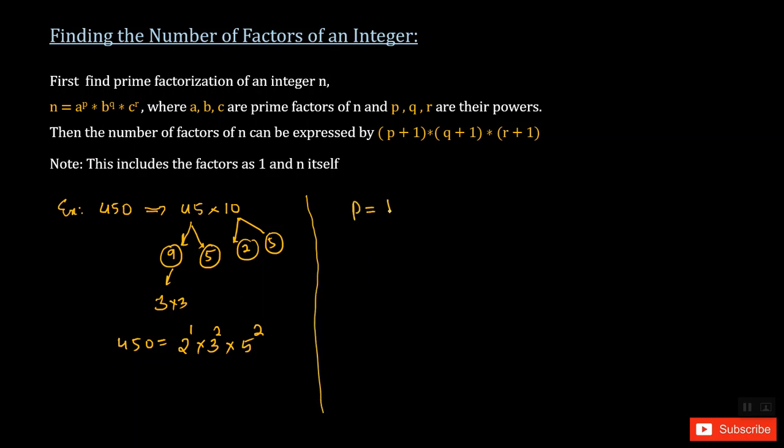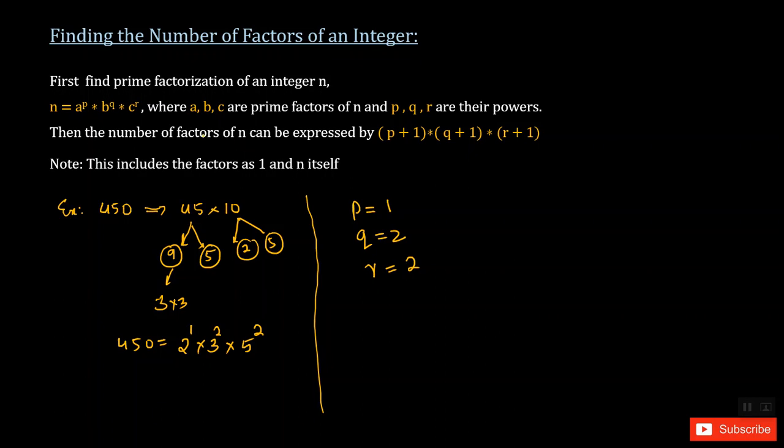The value of P here is 1, the value of Q here is 2, that is the power of this, and the value of R is going to be 2. Remember, you may get confused here when I'm doing the prime factorization. It is not necessary that your prime numbers are only 3 or only 2. There may be any number of prime numbers. It may be 2, 3, 4, 5, doesn't matter.